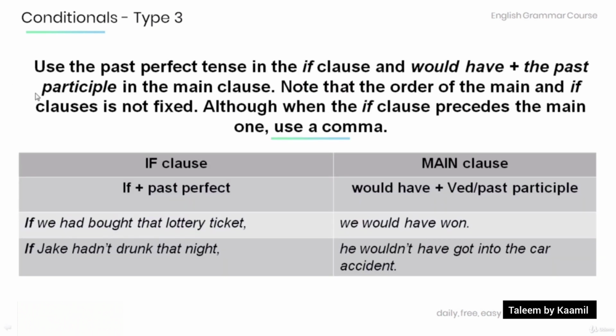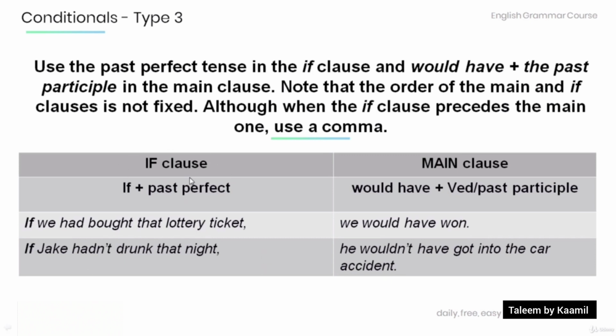Now make sure to use the past perfect tense in the if clause and would have plus the past participle in the main clause. Note that the order of the main and if clause is not fixed, although when the if clause precedes the main one, make sure to use a comma. Have a look at the table below.